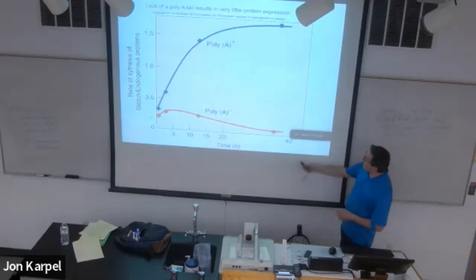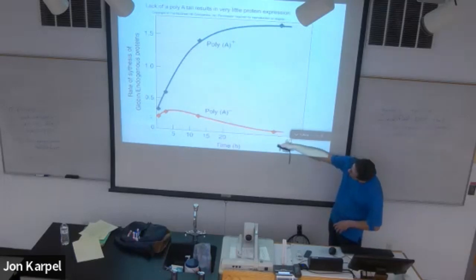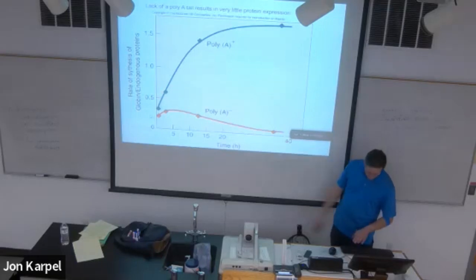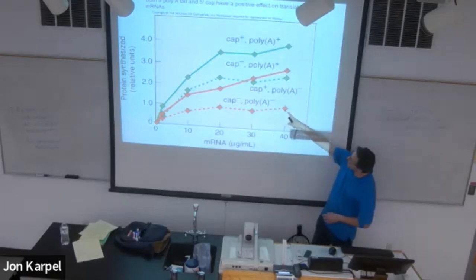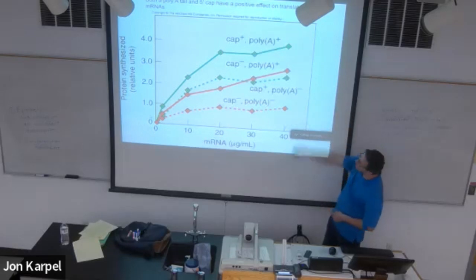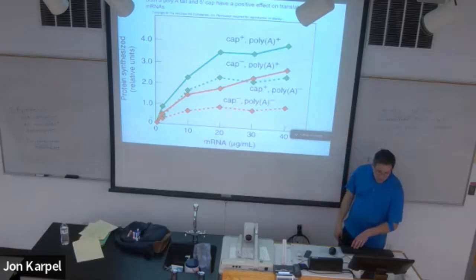What happens if you lose a poly A tail? Rate of gene synthesis goes way down. What happens if you lose both the cap and the poly A tail? Protein synthesis way down versus having them both. Okay. So they are super important.